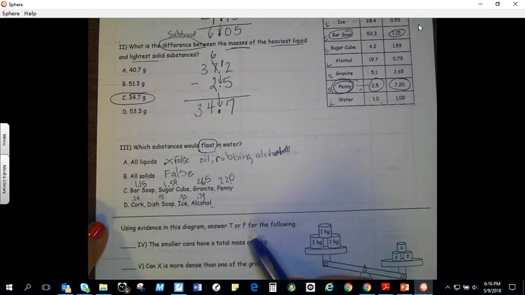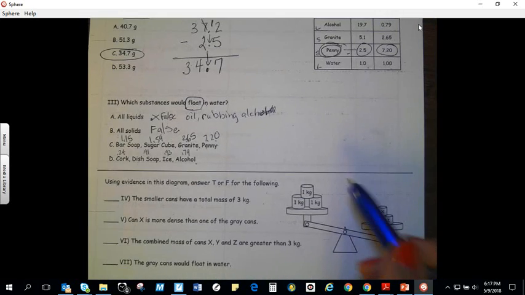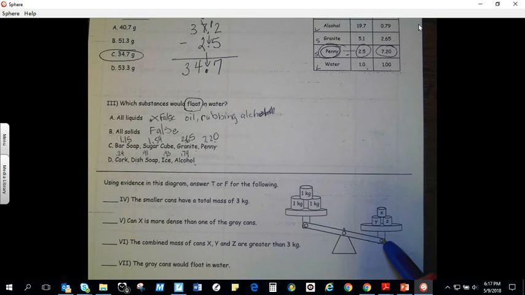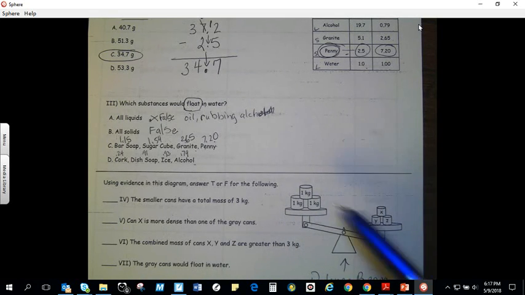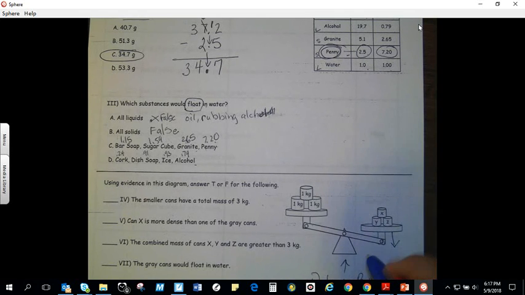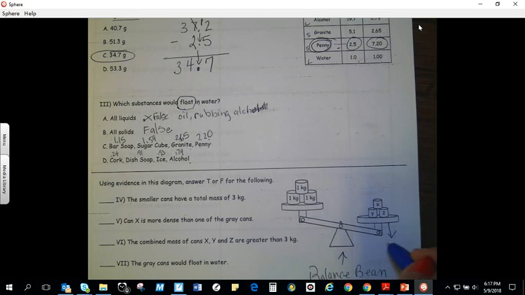Alright, so using this evidence in the diagram, answer true or false for the following. Alright, so on this balance beam, let's just call it balance beam, you have 1 gram, 2 grams, 3 grams. Well, over here you have X, Y, and Z. So if this one is down here, that means that there's more grams here and less grams there.